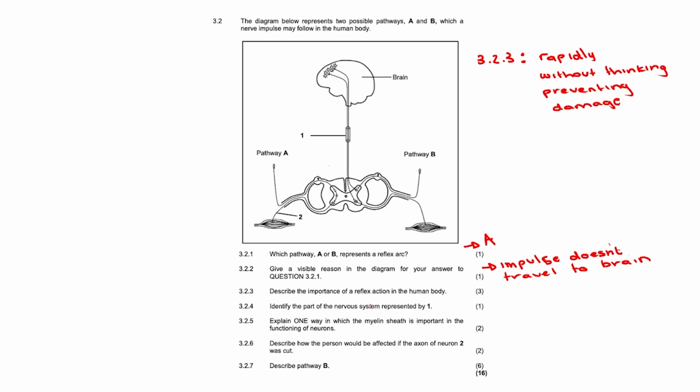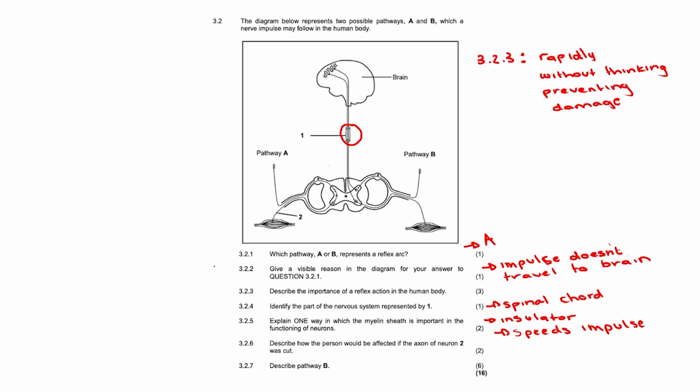Question 3.2.4. Identify the part of the nervous system represented by 1. 1 is this part over here, which is the nerve or the spinal cord. Question 3.2.5. Explain one way in which the myelin sheath is important in the functioning of the neurons. The myelin sheath is important as it acts as an insulator and therefore speeds up the nerve impulse.